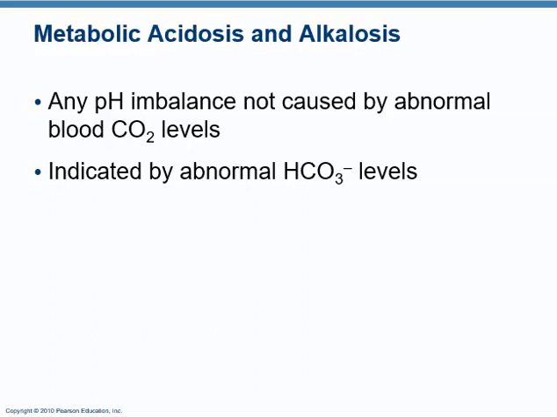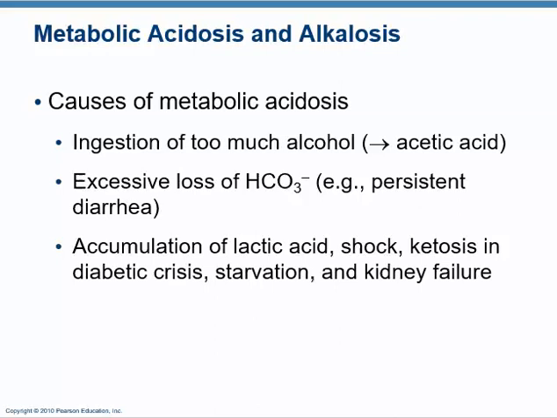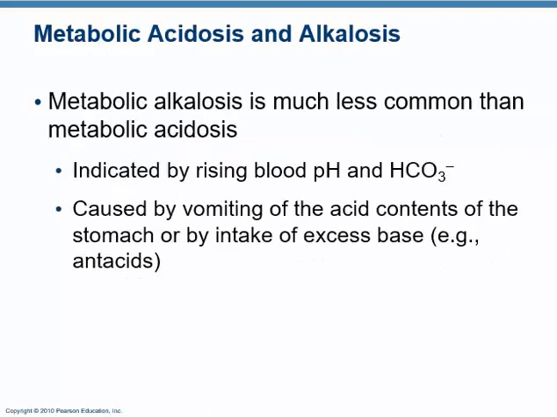Metabolic is any pH imbalance not caused by CO2. So you can get acidosis from too much alcohol, which becomes acetic acid. Loss of HCO3, bicarbonate, in persistent diarrhea. Accumulation of lactic acid, keto acids, starvation, kidney failure. Right? Metabolic alkalosis is usually vomiting by losing hydrogen ions from the hydrochloric acid in your stomach.